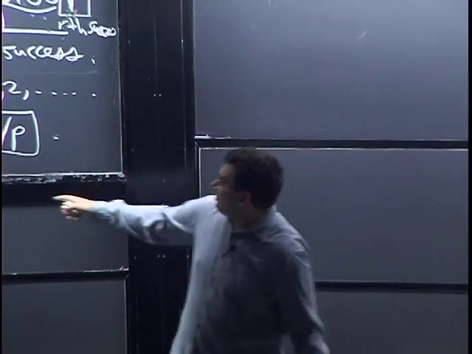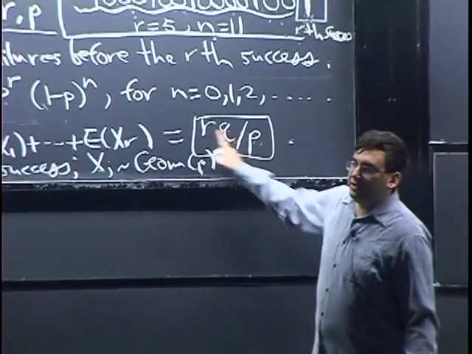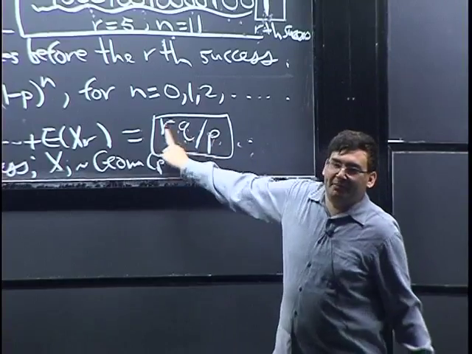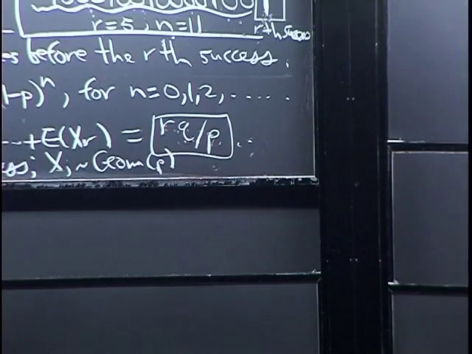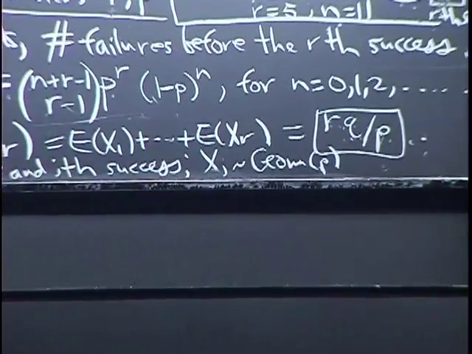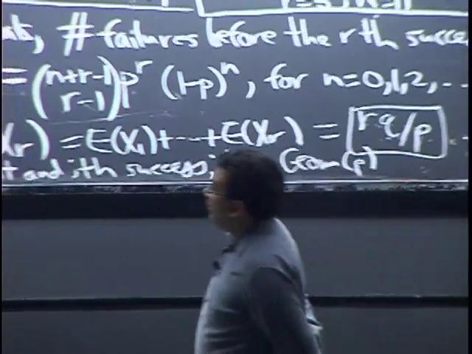Each one of those is geometric p, so each one of those is q over p, and there's r of them, so it's rq over p. I just took q over p and I multiplied by r. So it's very, very easy if you think of it that way, and very, very nasty if you don't think of it that way. Okay, so that's the negative binomial.